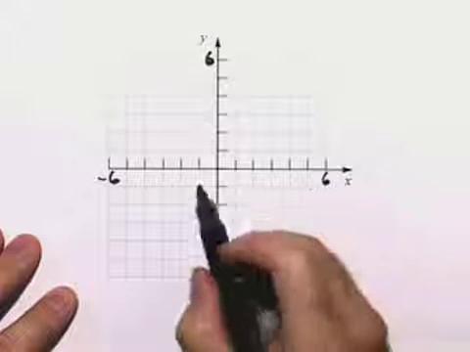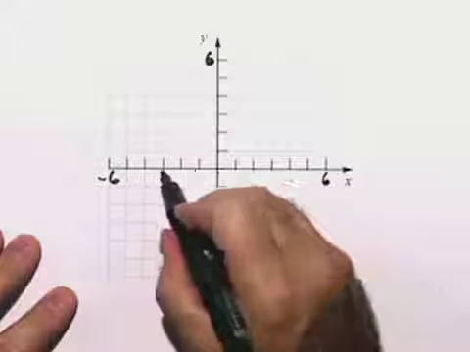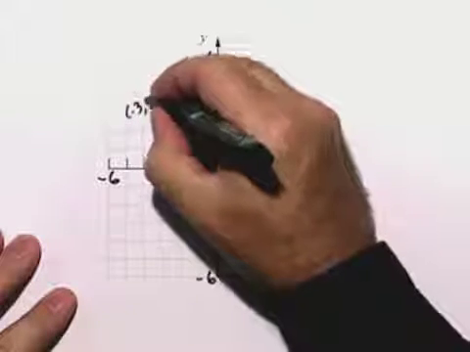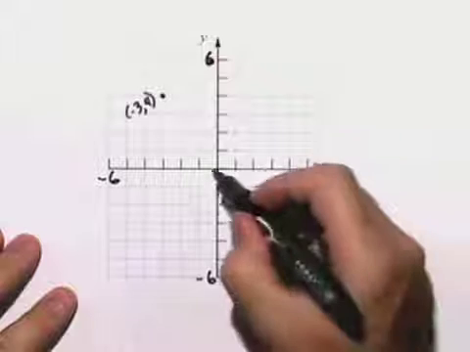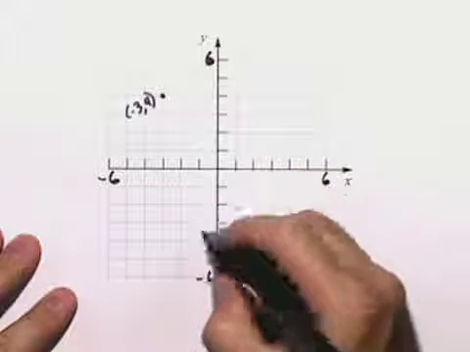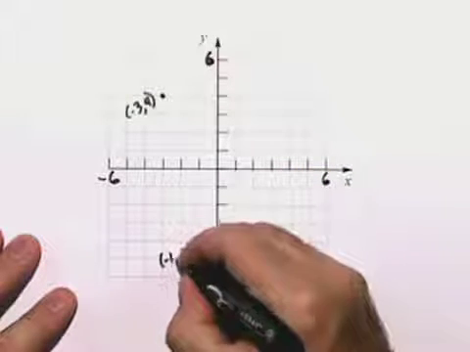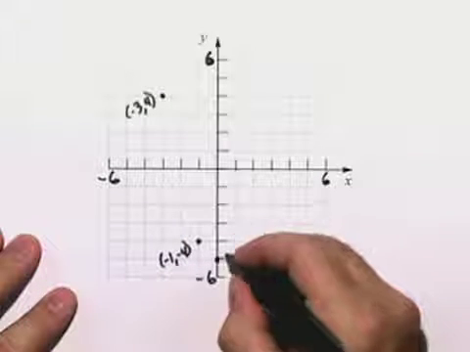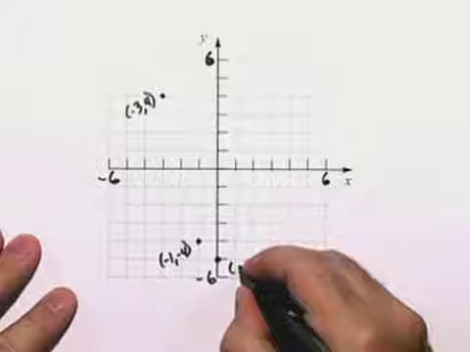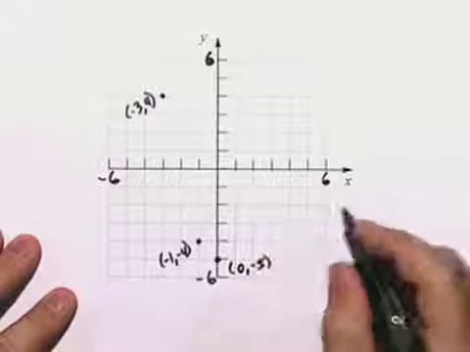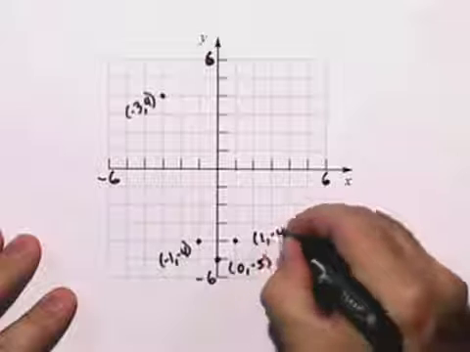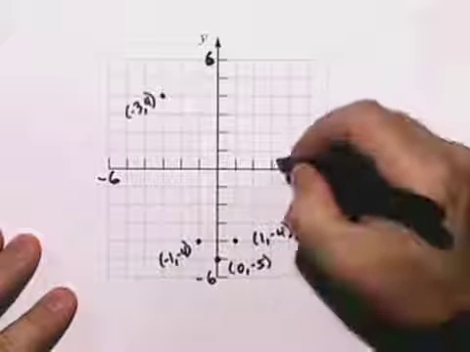We found the point -3, 4. So we'll go -3, up 4. So the point -3, 4 is on our graph. We found the point -1, -4 is on our graph. Point 0, -5, where -5 was our y-intercept. Point 1, -4, and the point 3, 4.